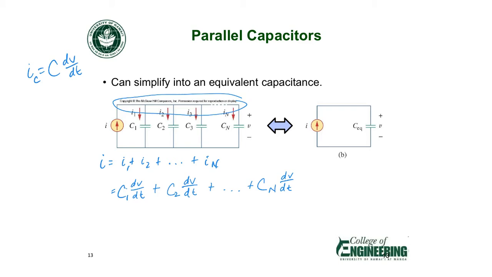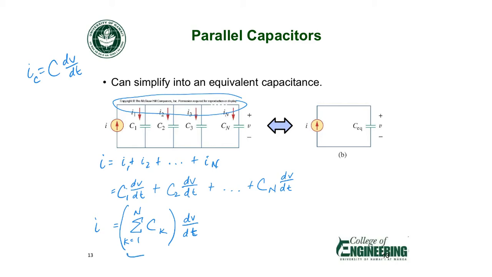And this is just going to be a summation of all the capacitor values from k equals 1 to n, multiplied by the time differential of the voltage across the capacitors. That's equal to I.